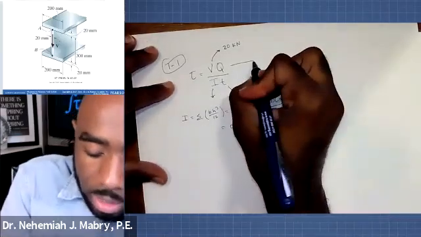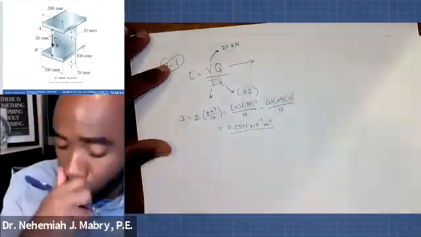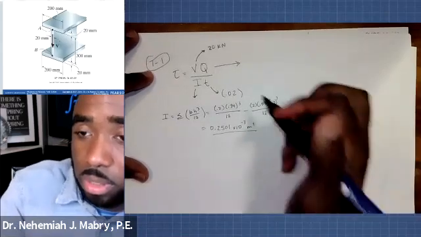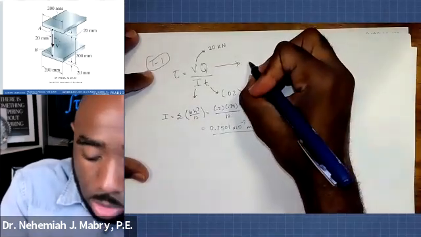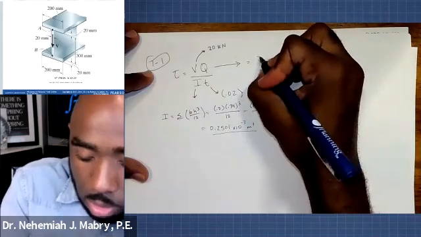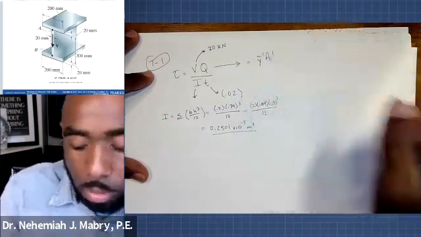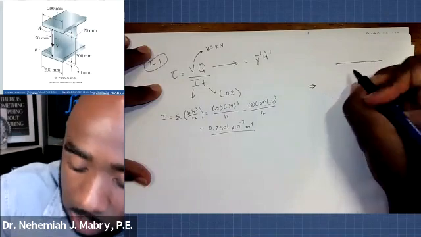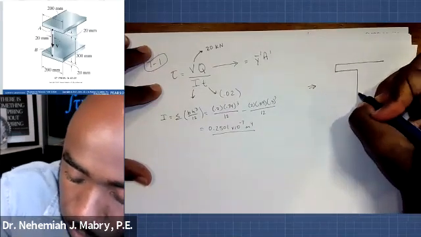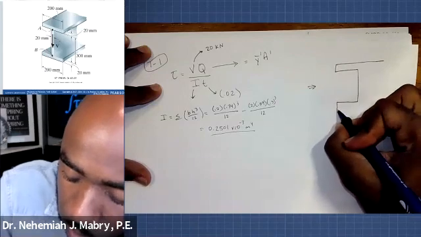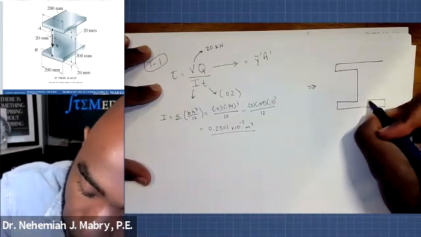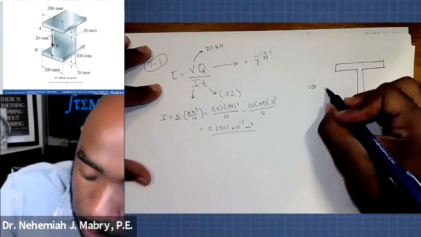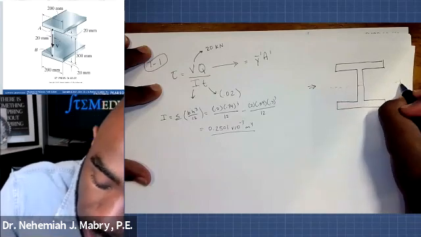And then last but not least, we need to know what Q is. Well, Q, as I told you just a moment ago, is equal to y bar prime times A prime. All right, so here's how it looks. We have a cross section here, an I-beam cross section. This is a symmetrical I-beam, so it saves us any trouble trying to figure out where the neutral axis is. Why? Because the neutral axis is going to be right down the center.